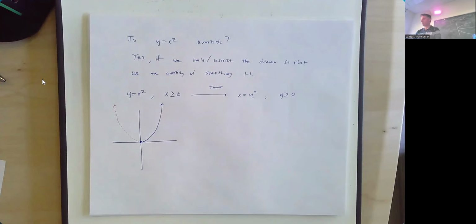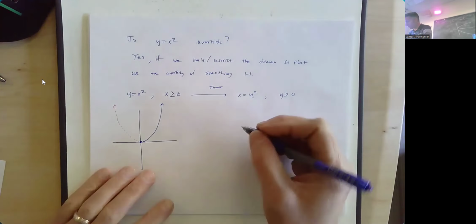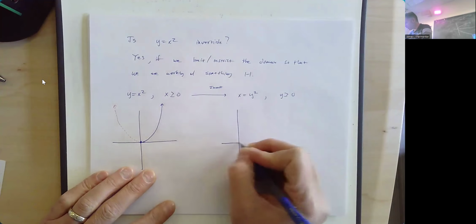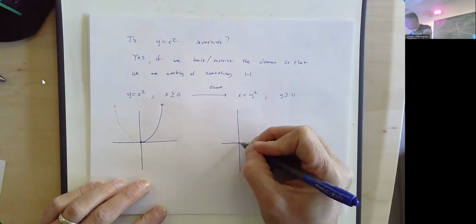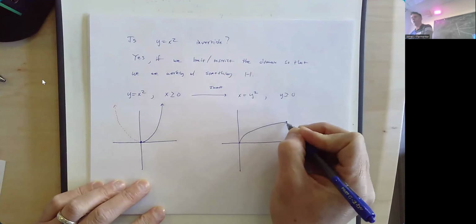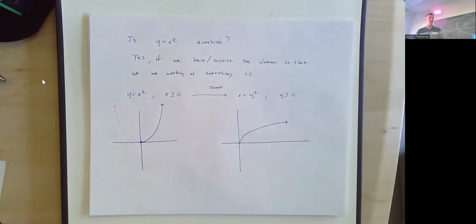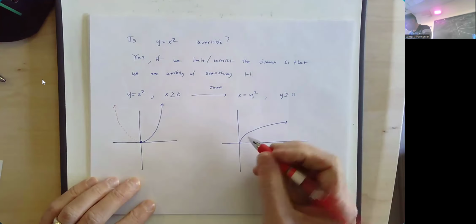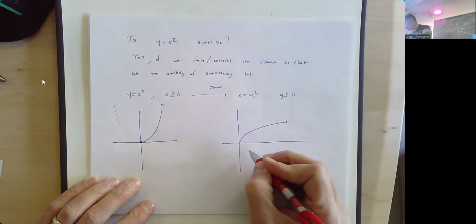All right, now I want to solve for y. Or actually, I just want to draw it. So x equals y squared, but now I'm only getting the top half because y has to be greater than or equal to 0. I'm not getting this bottom half that was there before. Wait, can I draw it? Maybe.